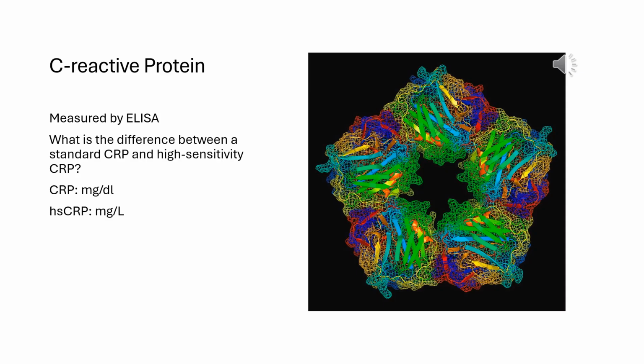So I would encourage you to always look at the units, always look at the normal range when you're looking at CRP, and when you're recording the CRP, please make the effort to put the units in there so that people know if you're talking about the regular CRP or the high sensitivity CRP.